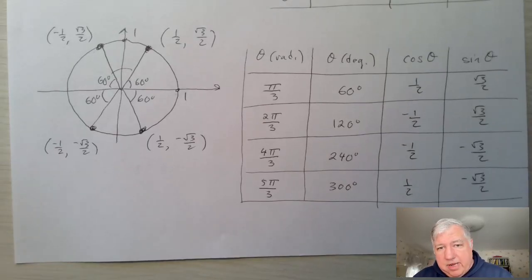And then once again, you can find out what the tangent, the cotangent, the secant and the cosecant are just by using the formulas that we used before. Everything is in terms of sine and cosine.